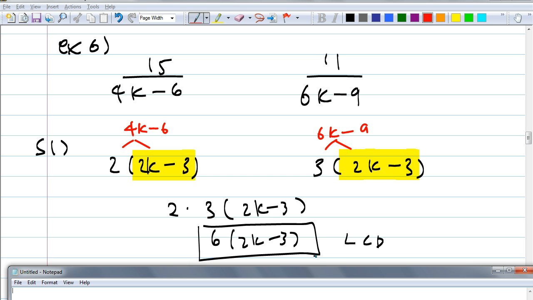You don't need to multiply that. So when you have these, leave a factor. Okay, it's easier that way. Later, when we're adding and subtracting fractions, you will see why you want to leave a factor. Okay, because it's easier that way. May I go to example 7?